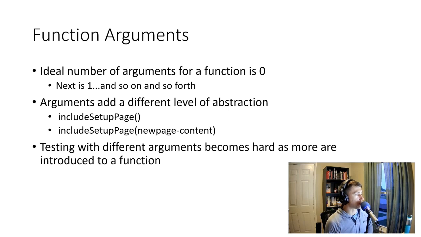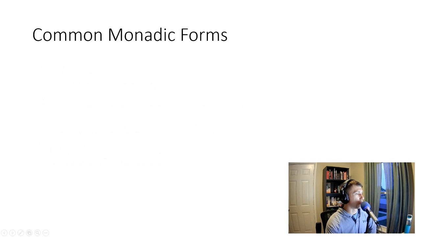You can kind of see that in these two methods, include setup page and include setup page with new page content. All of a sudden, testing becomes a little bit different with multiple arguments because you have to take in different test cases now. Also, a function is not going to be as intuitive. You're not going to as easily know what the function is doing once you start introducing arguments. Include setup page, no arguments, well, it includes the setup page. Somehow the setup page is being added to something. But when you include setup page and then new page content, all of a sudden it gives you pause and you have to think, well, what is new page content, right?